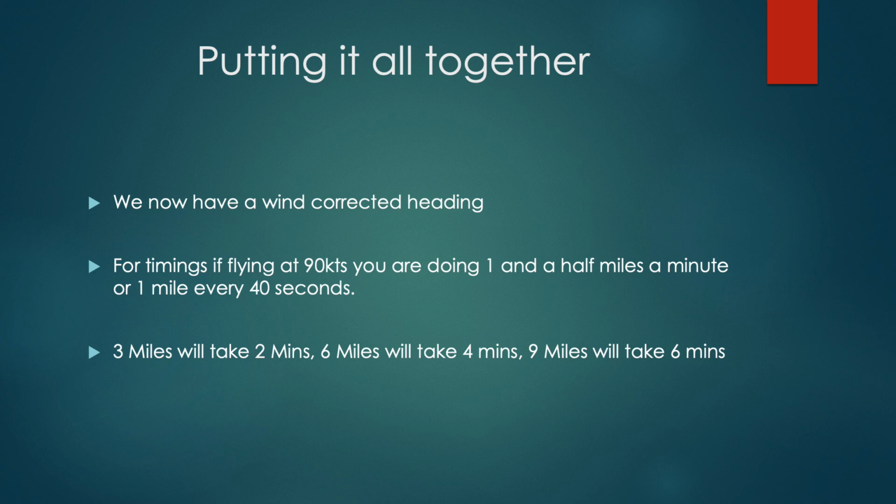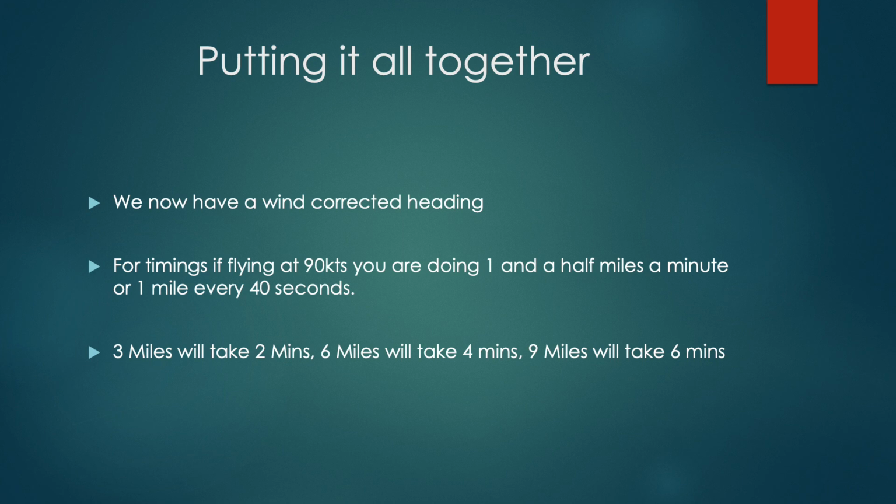So, for instance, if we're traveling at 90 knots, which is a typical cruise speed, generally we're doing 1.5 miles every minute, or it takes 40 seconds to do 1 mile. Based on this, we can work out how long it's going to take to do certain distances. So 3 miles will take 2 minutes, 6 miles will take 4 minutes, 9 miles will take 6 minutes. Okay, so again, that's going to give us an indication.